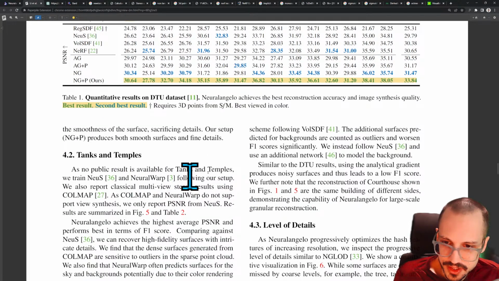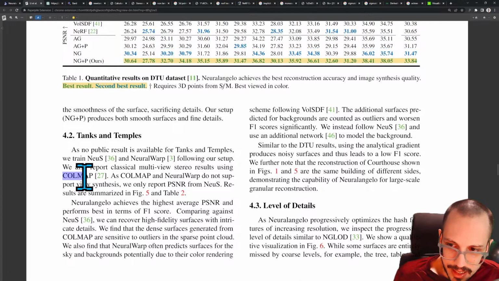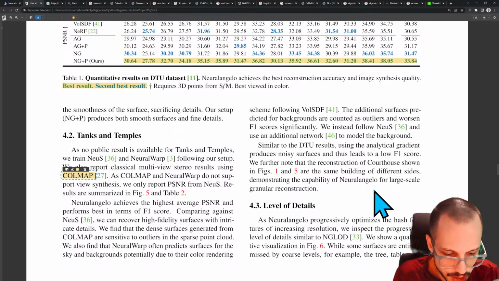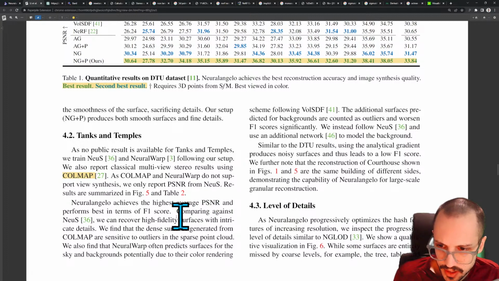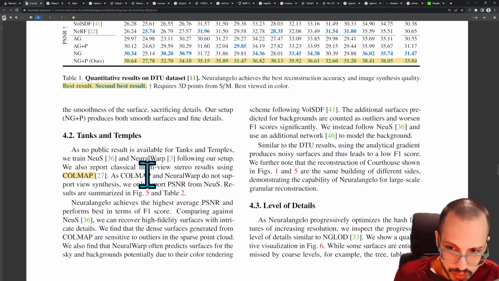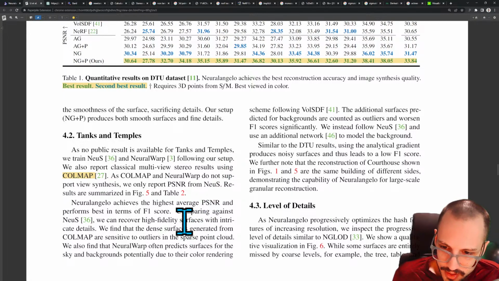As no public result is available, we train NeuS and NeuralWarp and report the classical multi-view stereo results using COLMAP. COLMAP is an old computer vision approach that gives you the position of basically all the cameras in a video. But it's kind of a huge pain, to be honest. There's a Python package specifically for it, so if you're interested in that, check that out. I would open up a new tab, but my keyboard is broken, so I have no keyboard.